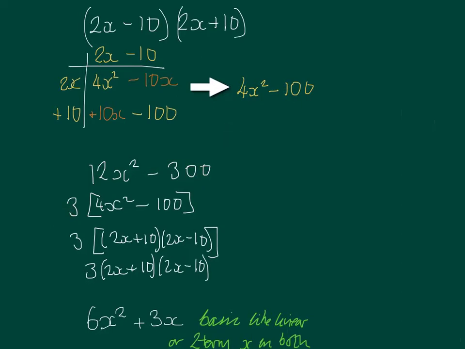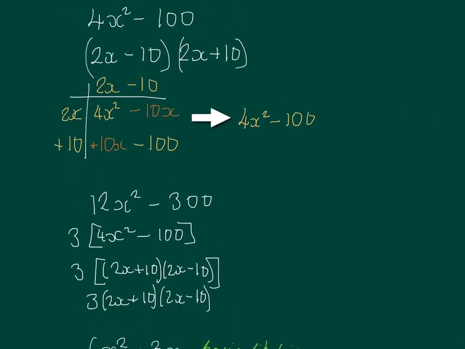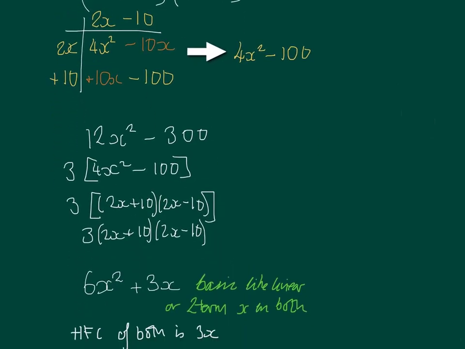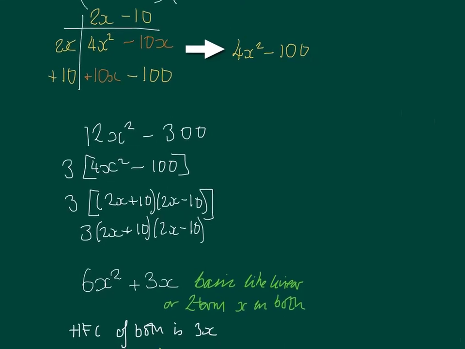Now that's the question we've just done up here. 4x squared minus 100. So you know that that's 3, big brackets, 2x plus 10, 2x minus 10. So you've gone from what is an almost impossible question by a little bit of factorising and noticing you've got a factor of 3 in both.